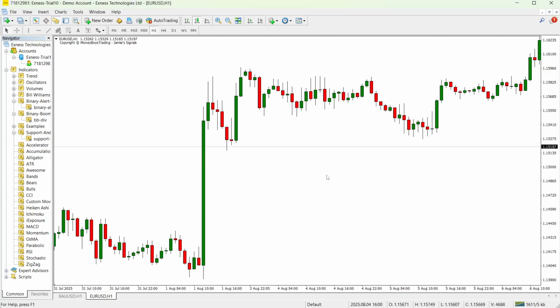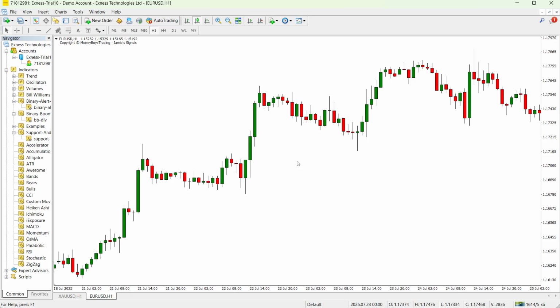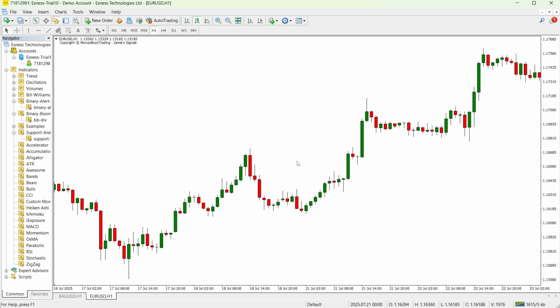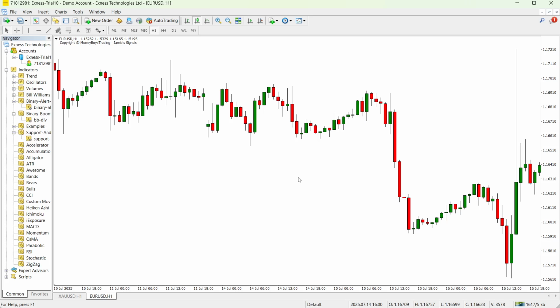Hi traders, in this video we're talking about curve fitting in trading, what it is, why it ruins good backtests, and how you can avoid it when you build or tweak strategies. I'll break down the idea in plain language, give an easy system example, and finish with practical ways to help keep your testing realistic.